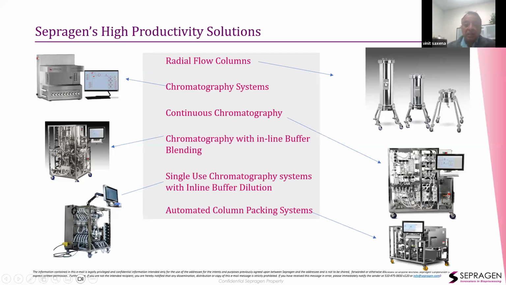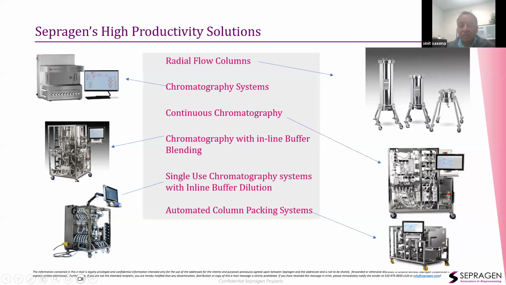And those are on the right here. But we have chromatography systems from the bench to large scale. And then we also have continuous 2 and 3 column single-use chromatography systems with inline buffer blending, which means you can make stock concentrates and do chromatography at the same time, single-use systems, automated packing systems. So lots of other things.